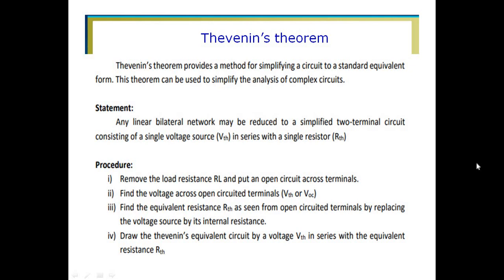Procedure: first point, remove the load resistance RL. The load resistance will be removed and put on open circuit across the terminals. Second, find the voltage across the open circuited terminals, V Thevenin or open circuit voltage. Third, find the equivalent resistance R Thevenin as seen from the open circuited terminals by replacing the voltage source by its internal resistance. Draw the Thevenin's equivalent circuit by a V Thevenin in series with the equivalent resistance R Thevenin.